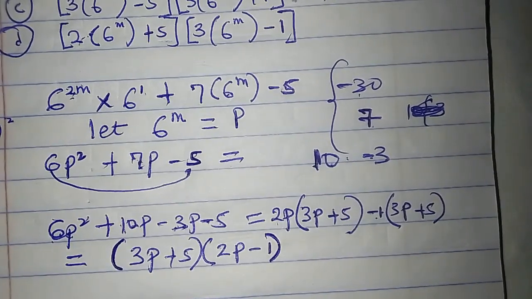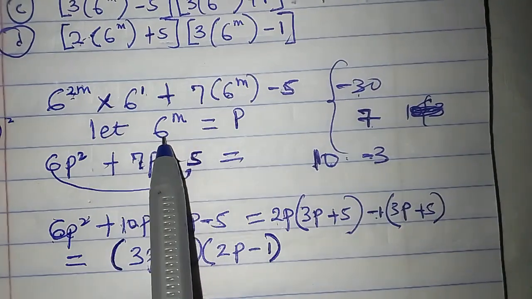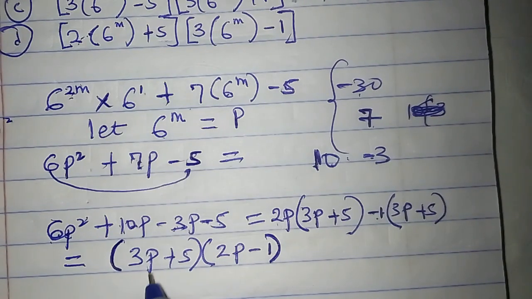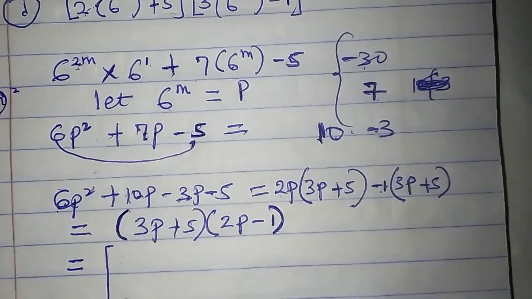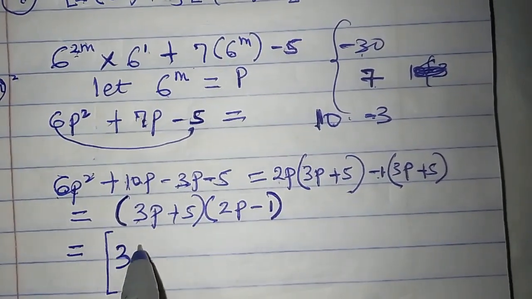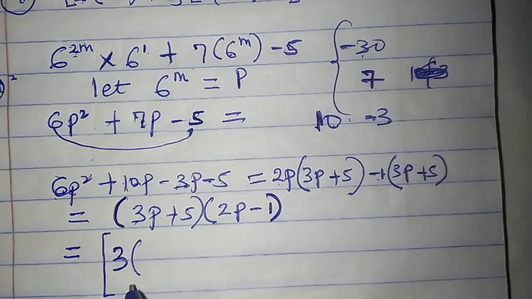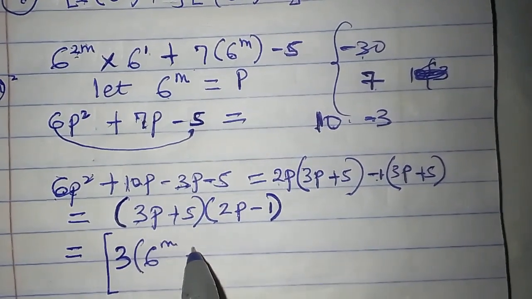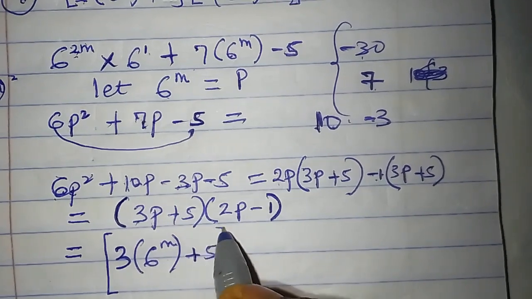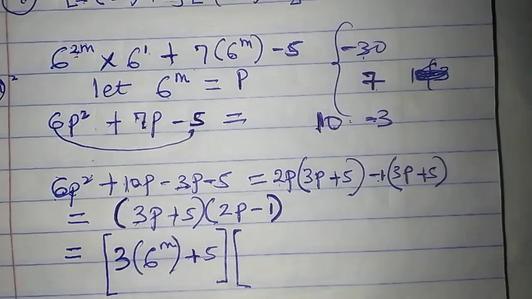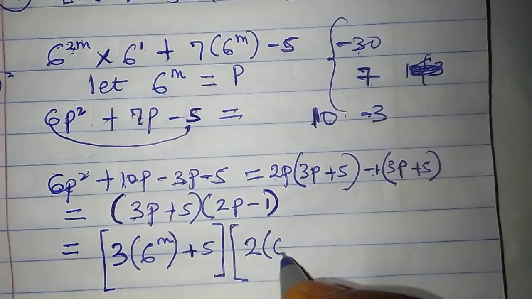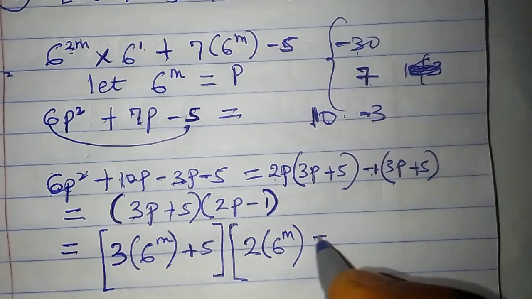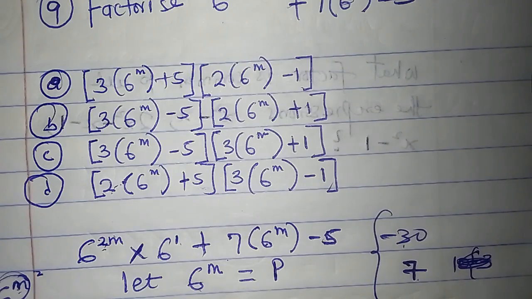Now remember, we said let p be equal to what? 6 to the power of m. So I'll replace everything now with that. We now have something like this. In place of p, I'm writing 6 to the power of m. 3 times 6 to the power of m plus 5, times 2 times 6 to the power of m minus 1. I can see my answer in option A.